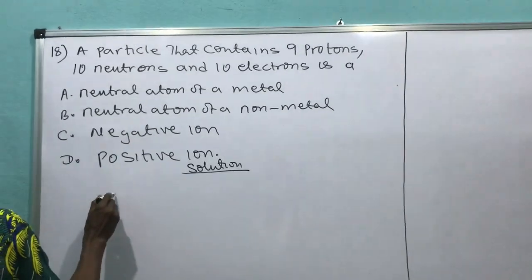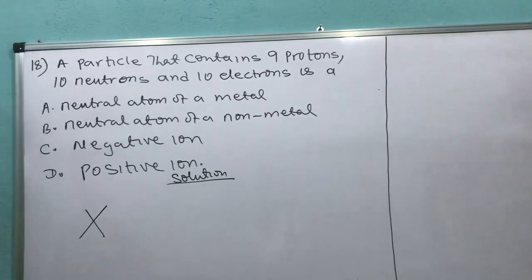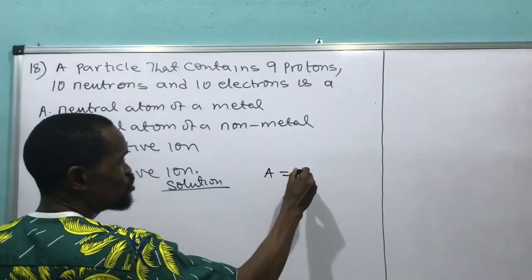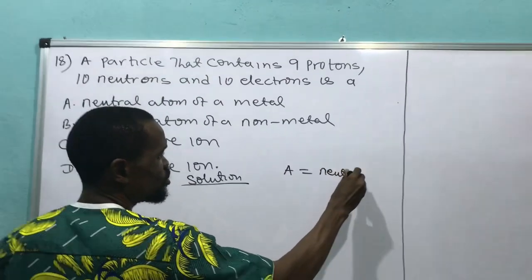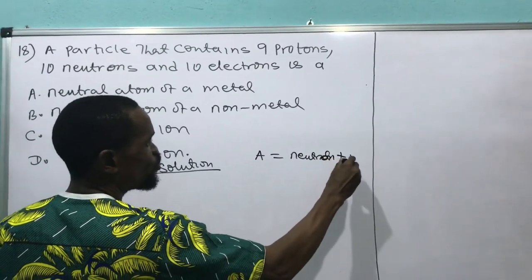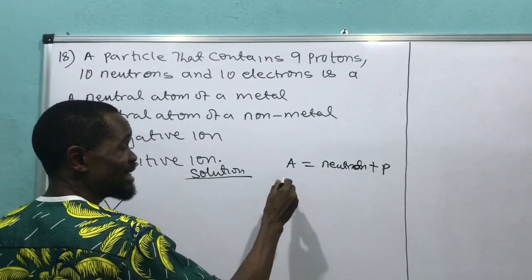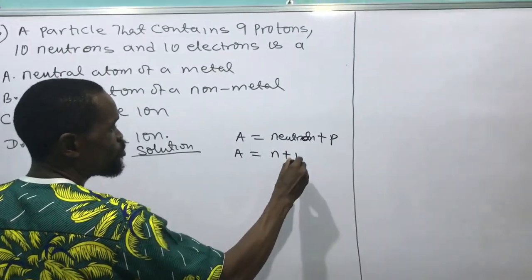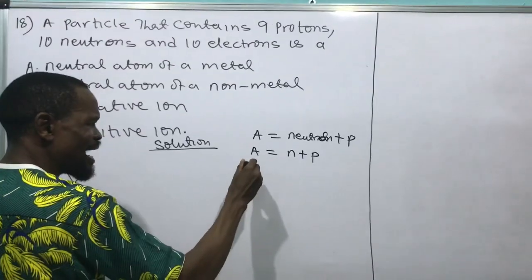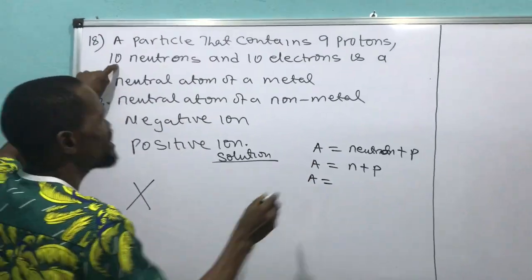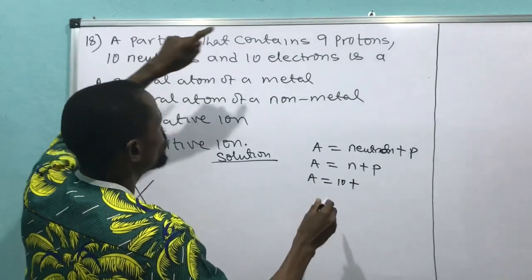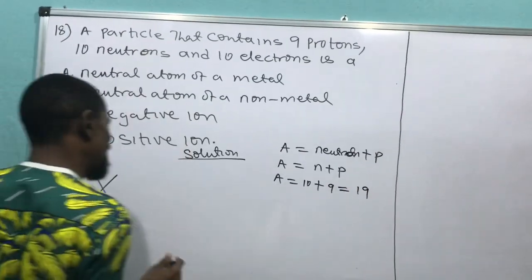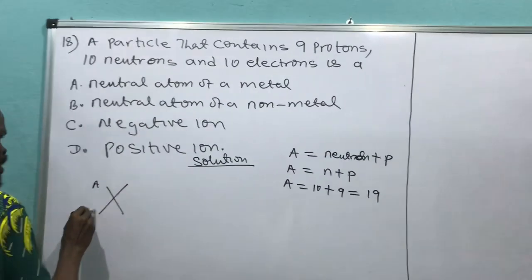So if I take that element to be X, I know that atomic mass is equal to number of neutrons plus number of protons. We said that in our first lesson. Now, atomic mass is equal to number of neutrons, which they give me here as 10, plus number of protons, which they give me as 9, and that gives me 19. And that means this is A, this is P. Are you getting what I'm saying now?